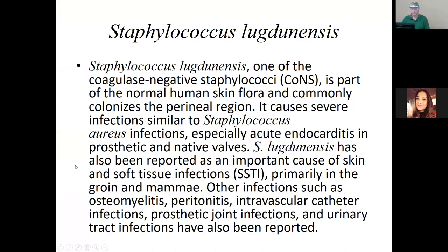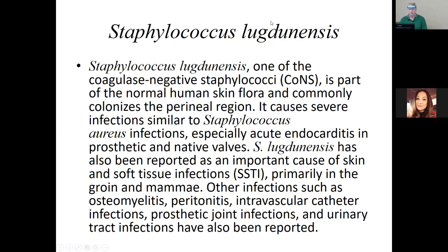Oh, has anybody heard of this staph, Lugdunensis? Anybody? It's one of the coagulase negative staphs. It's part of the normal skin flora, commonly colonizing the perineal region. It causes a severe infection like staph aureus, especially acute endocarditis, prosthetic and native valve, so it goes to the heart and sets up on the heart valves. It causes soft tissue infections, and other infections such as osteomyelitis, peritonitis, intravascular. So we may see this one in a blood culture, if I was guessing. But it has been found on the skin and soft tissue. I was just wondering if y'all had heard of this one yet.